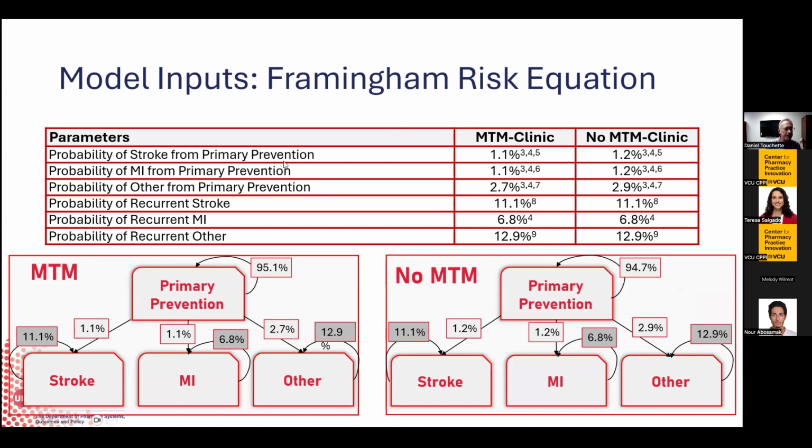So here were the numbers that were entered into our model. The probability of stroke from primary prevention was about 1.1% per year in the MTM clinic, 1.2% in those who were not in the MTM clinic, who did not have that benefit of a lower systolic blood pressure. And you can see across the board, there were benefits for a number of different events that were built into the model.